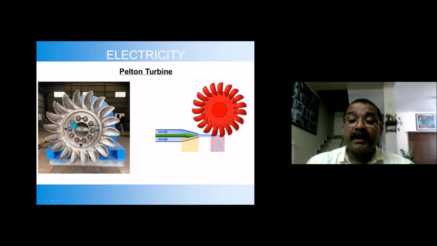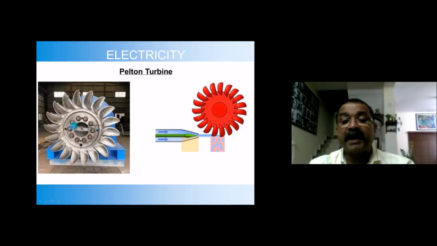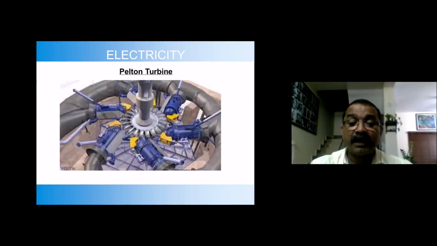be generating lower power. And if we need higher power, we will push back this needle so that more and more water will be hitting the buckets. So the generator will generate more power. So this is the Pelton wheel arrangement.